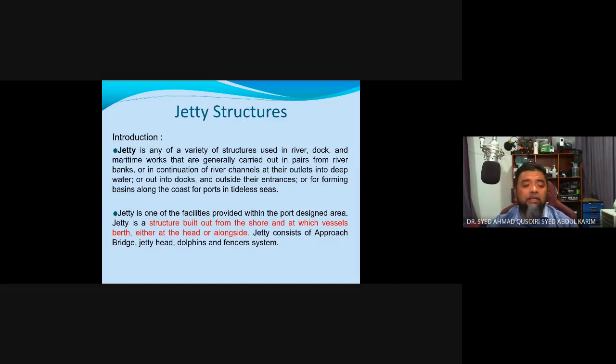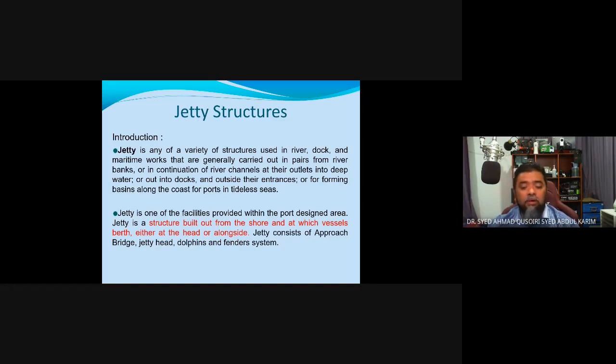So basically, jetty is a structure that's been built that would make it easy for people to gain access into the riverbanks or the shore. So it's facilities that is provided in a port, particularly. So it's built from the shore at which the vessels berth, either at the head or alongside of the vessel.